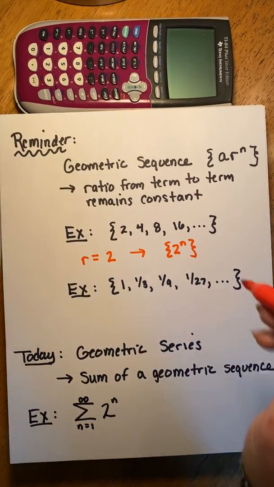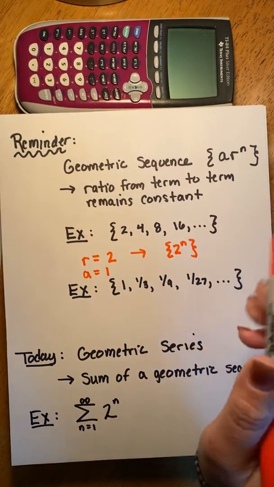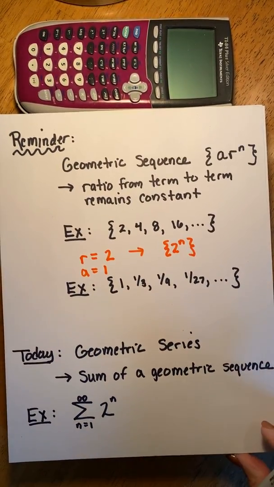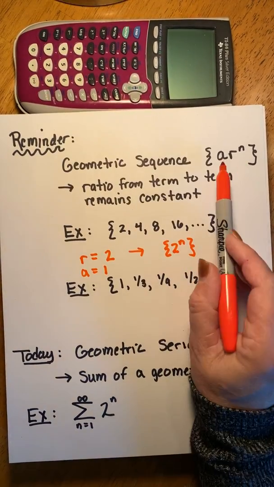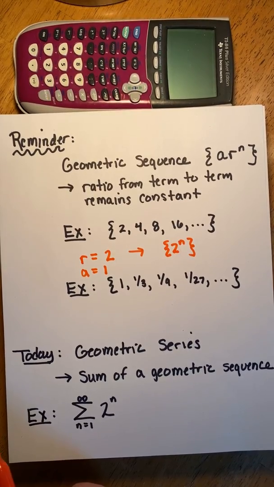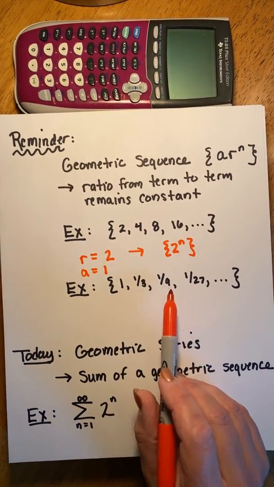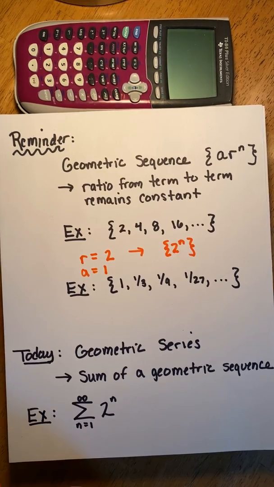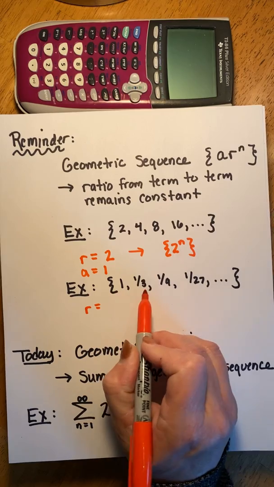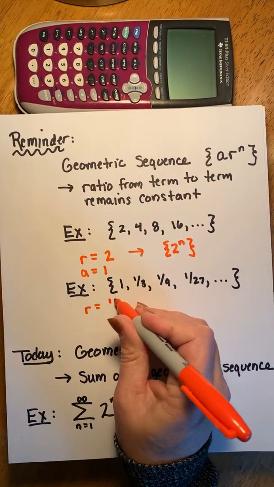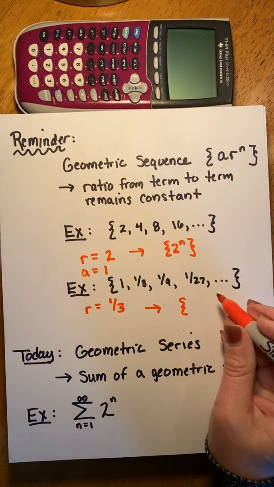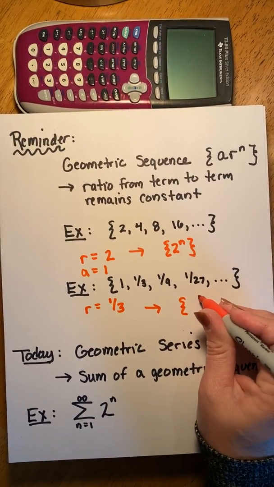So A would be 1, because that would be... Nope, sorry, A would be 2. Nope, A would be 1. We'd have to start with 1, because it'd be 1 times 2 to the n. So here, 1, 1/3, 1/9, 1/27. My ratio, to get from 1 to 1/3, I'd multiply by 1/3. To get from 1/3 to 1/9, I'd multiply by 1/3. Now I have to be careful here, because it's not 1/3 to the n.